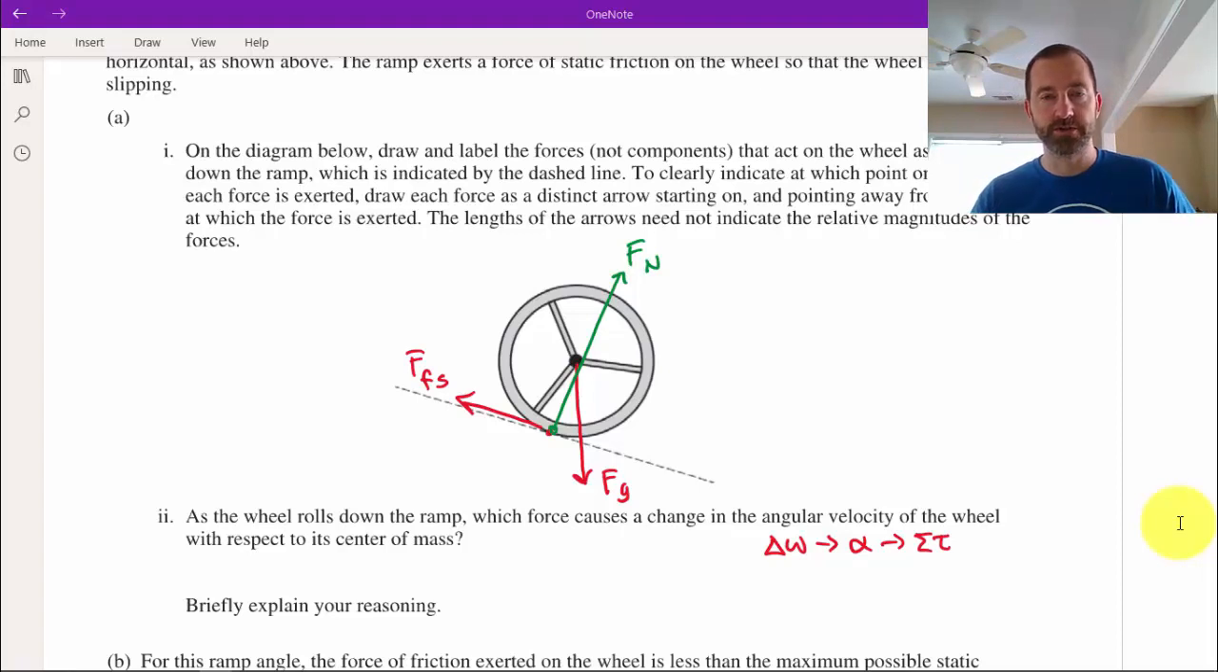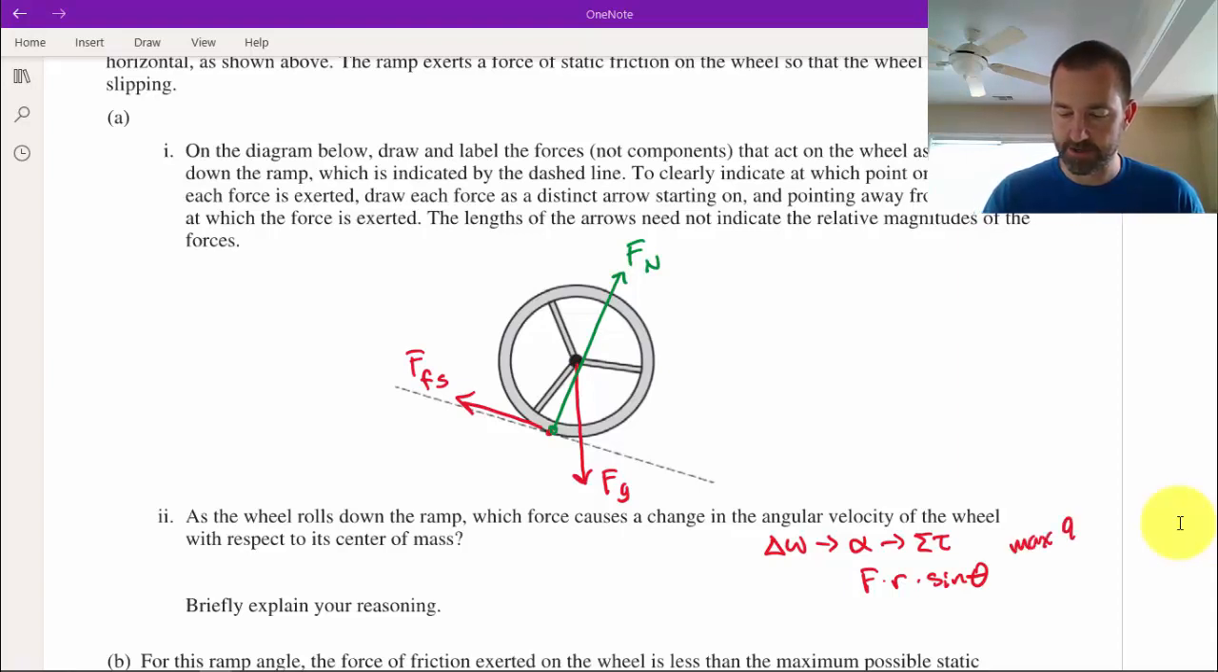And torques are provided when you have a force acting at some distance from the pivot point multiplied by the sine of the angle theta between that force and the radius of the object. So this is maximized at 90 degrees and it's minimized or zero at 0 degrees, or 180.